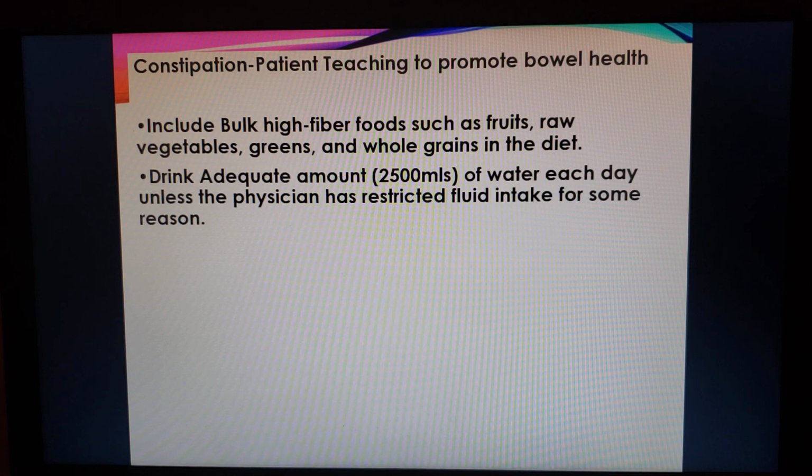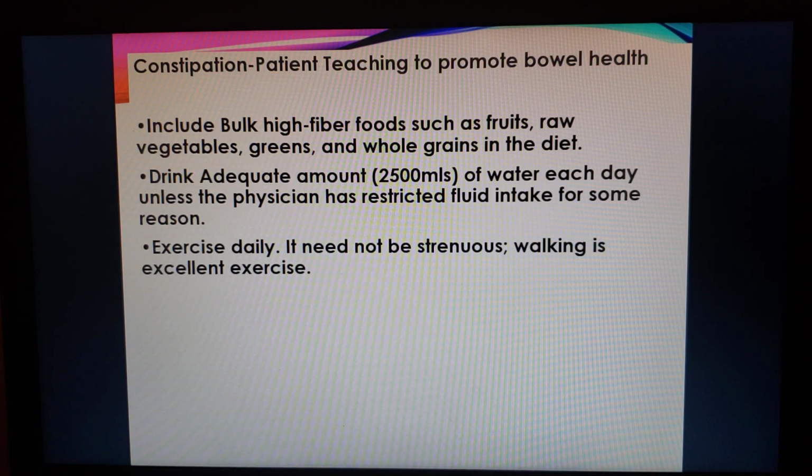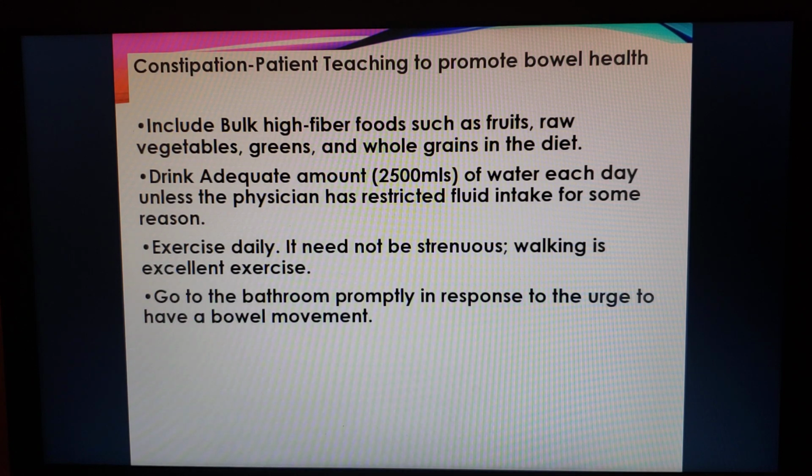Now, if the patient has restricted fluid intake, then 2,500 mLs may be contraindicated. So you want to know what your patient's orders are. It's best if they exercise daily. It doesn't have to be a strenuous workout. Just walking for patients is excellent exercise.